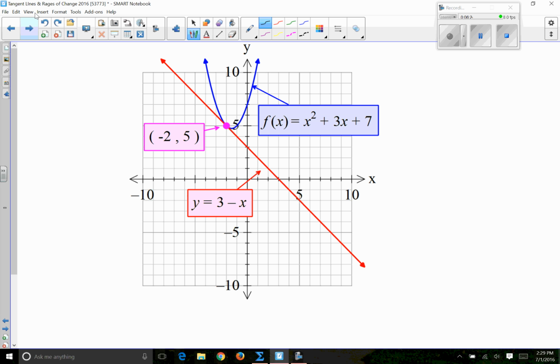And this is what it looks like. F of x equals x squared plus 3x plus 7 is this blue parabola. This red line is what we just found. Y equals 3 minus x. It's a red line that is touching the parabola at the point where x equals negative 2. The line is touching the parabola.